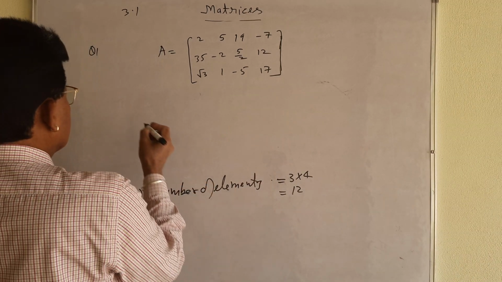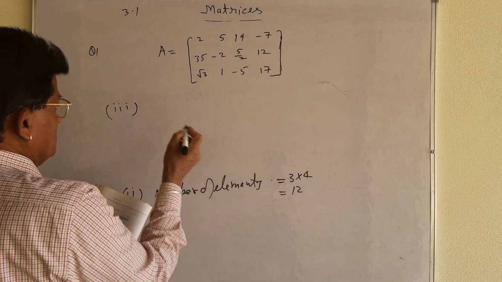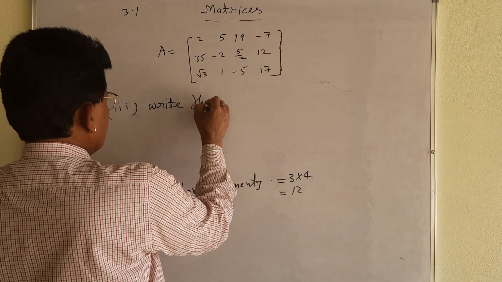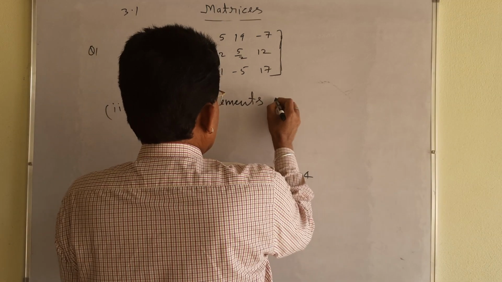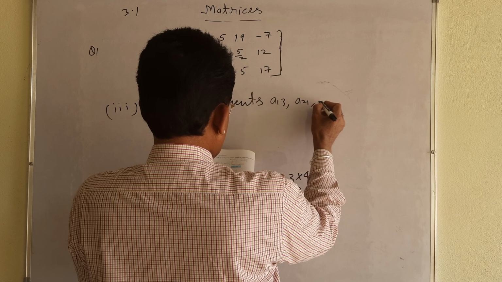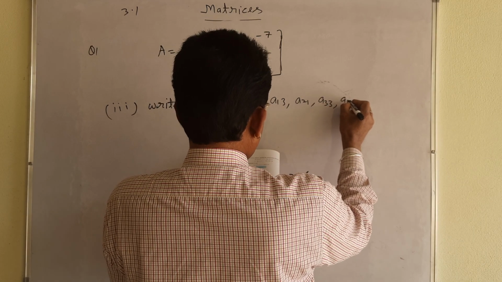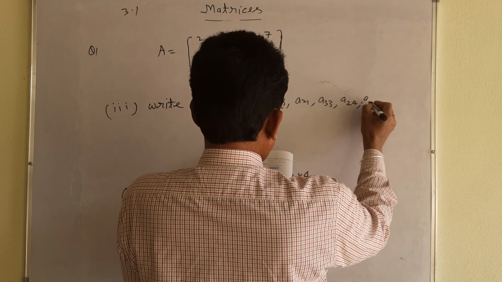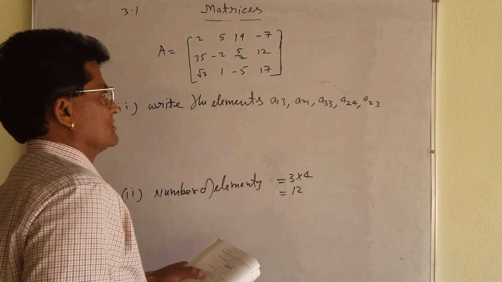Now let me solve the third part of it. You see what is given in the third part. Write the elements. My dear student, that is the important thing. Write the elements. What are the elements? A13. You see it, how you will find out. A21, A33, A24, or A23. These elements you will have to find out.